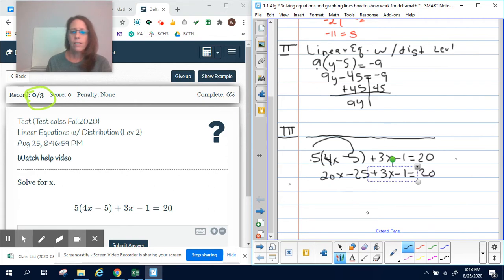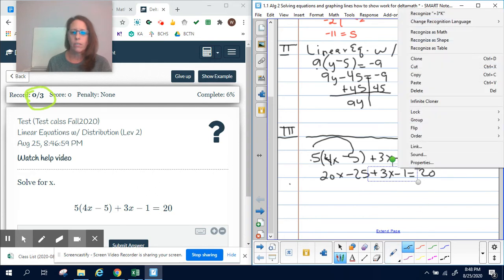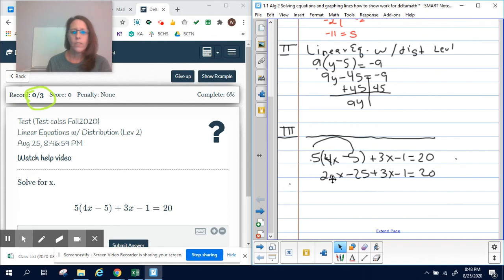Now, these are on the same side of the problem. I don't know why it's doing that. So when there are two like terms on the same side of your equal sign, you combine like terms. So 20x, add on 3x for 23x's over here on the left. Now these regular numbers or constants go together. Negative 25, take away 1 is negative 26. That's called simplifying the left-hand side.